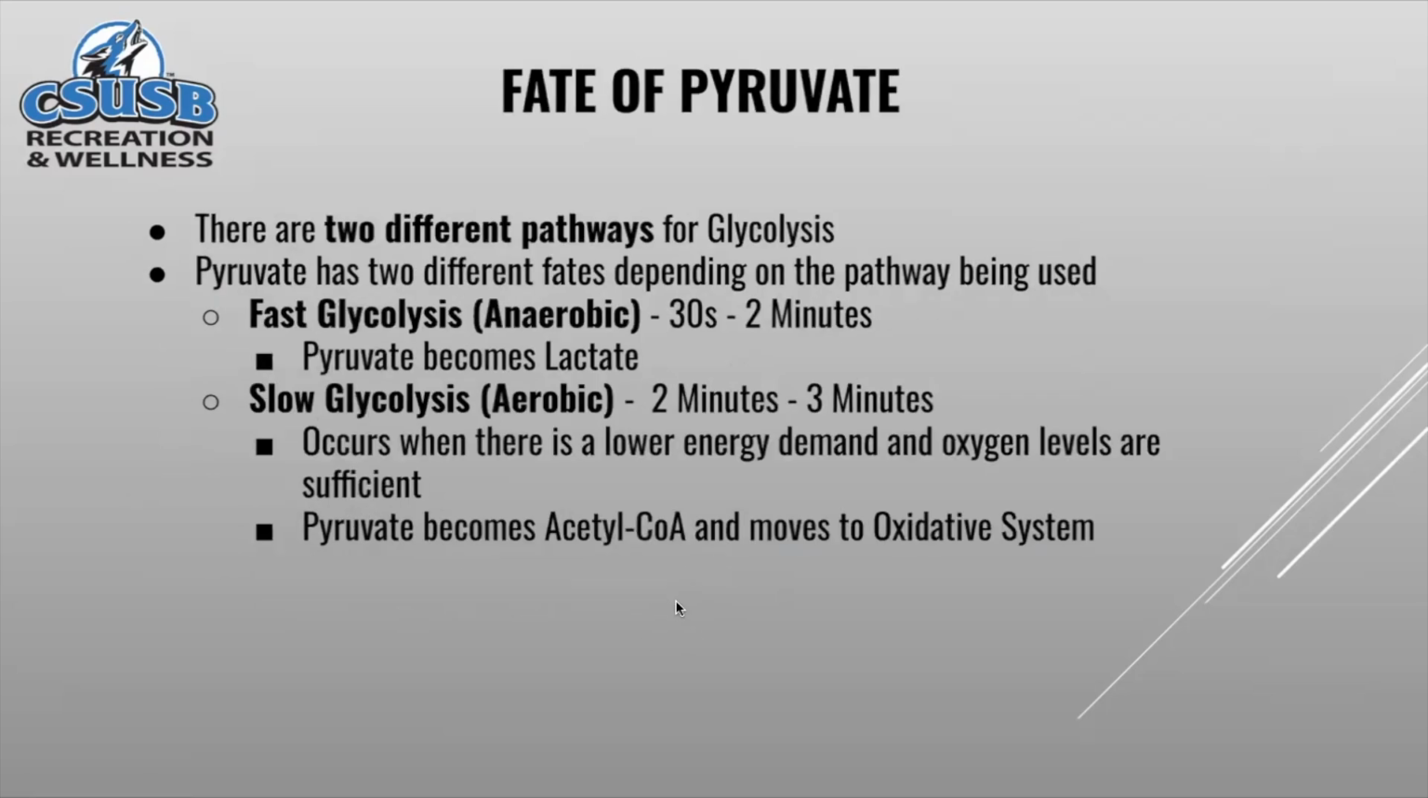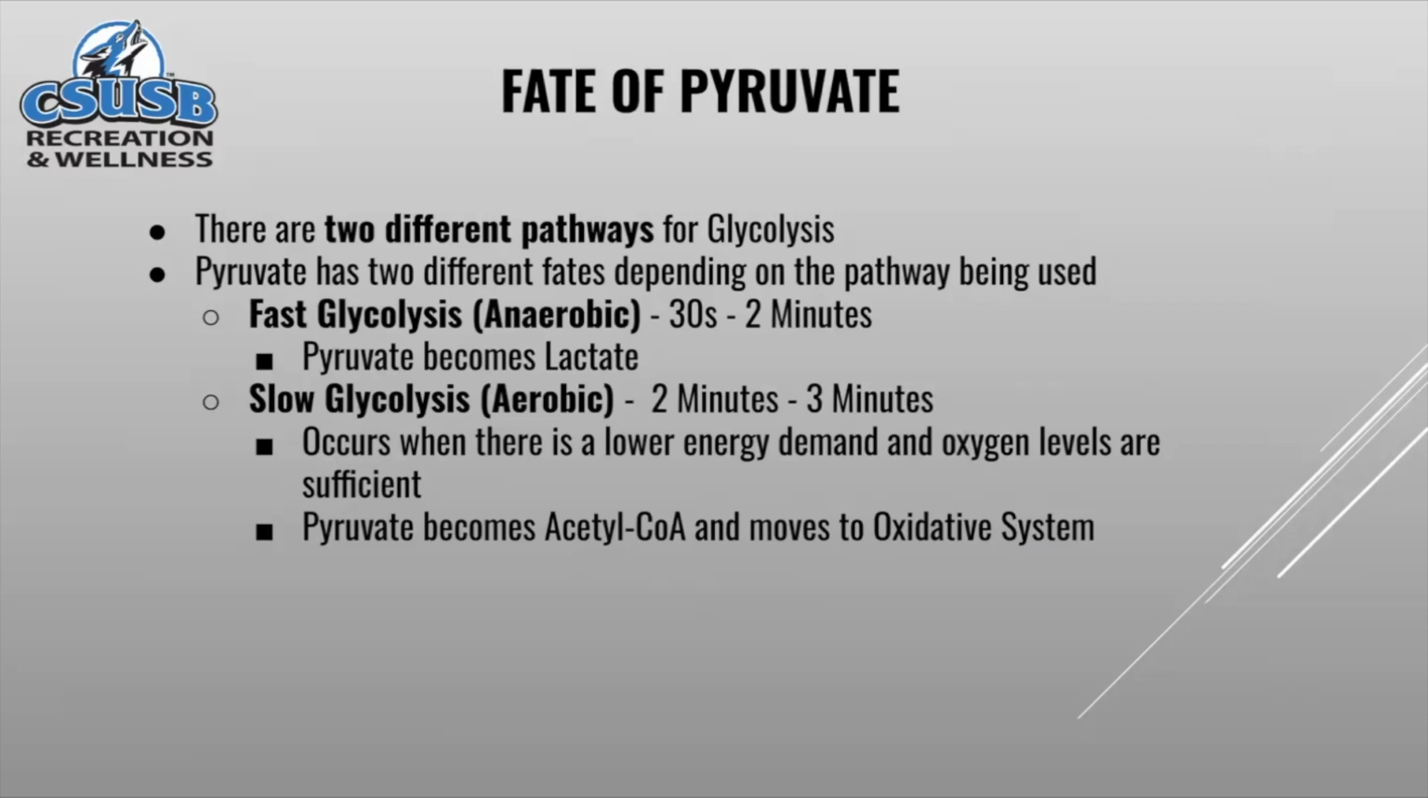So what happens with that pyruvate once we split our glucose, right? We have the ATP from just splitting it, but what can be done with pyruvate once we have it? There's two pathways that glycolysis can go down, right? And it's really two different energy systems, still using glucose, right? Still glycolysis, but we have our anaerobic glycolysis and then our aerobic glycolysis.